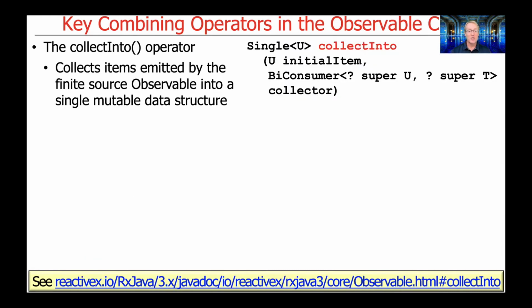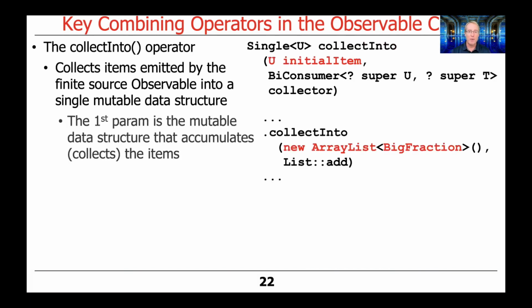Let's now turn our attention to the collectInto operator. This operator can be used to collect items emitted by a finite source observable into a single mutable data structure. The first parameter, which is passed in here, is the mutable data structure used to accumulate or collect the items. For example, you can see a little snippet of code here where we're going to pass in an instance of a new ArrayList that's initialized to work with BigFractions.